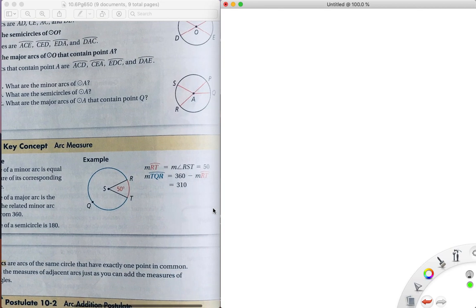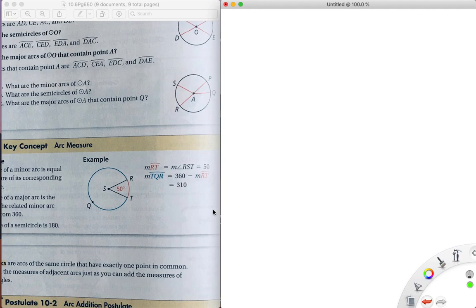So we can do our arcs. Arcs are measured in degrees, and we can say that the arcs are equivalent to the central angle. So these guys are measured in degrees.